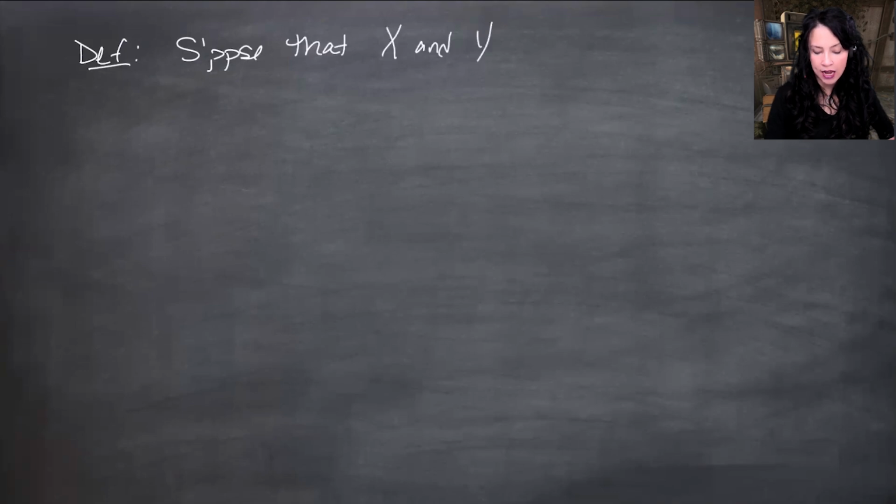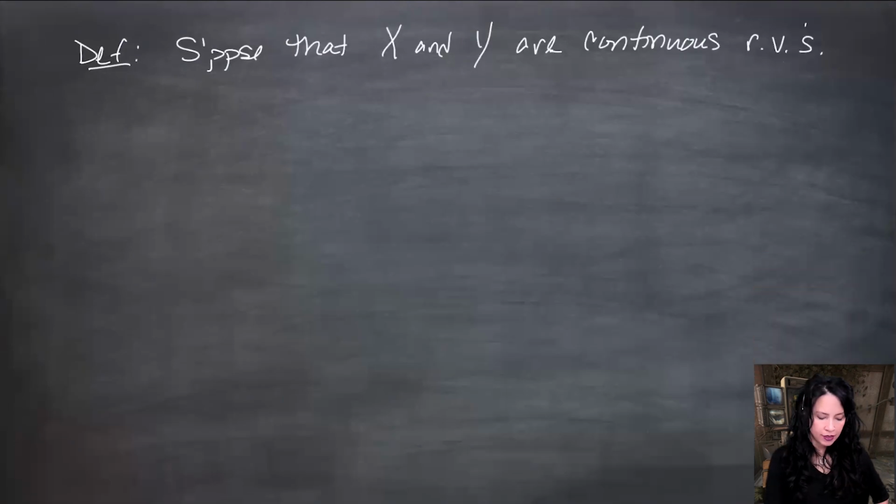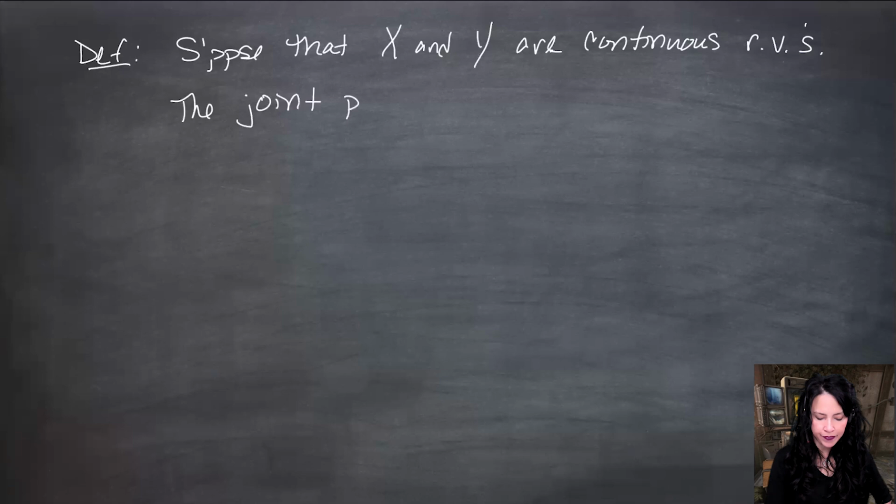Suppose, this is actually a definition, I'll write that. Suppose that x and y are continuous random variables. The joint PDF, that's what I'm trying to define here. I'm going to call it f sub x,y, or maybe not use those subscripts. So we're going to call it the same thing.